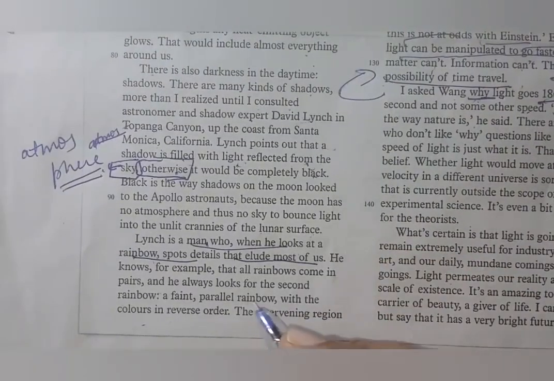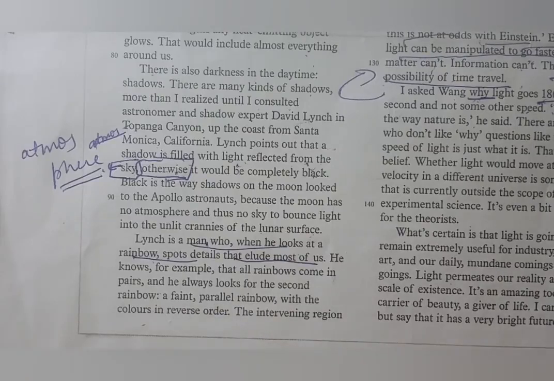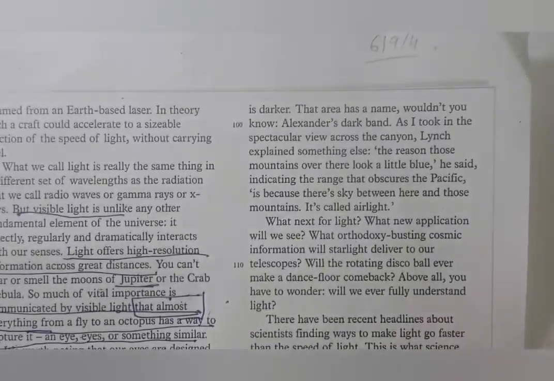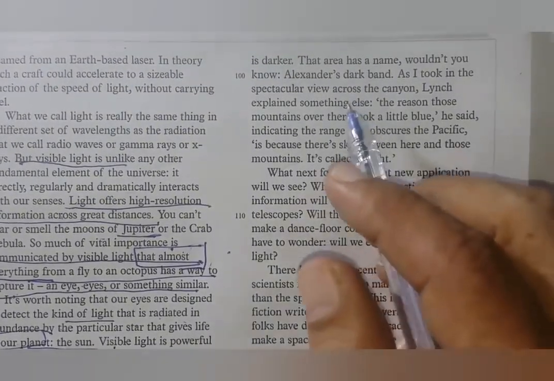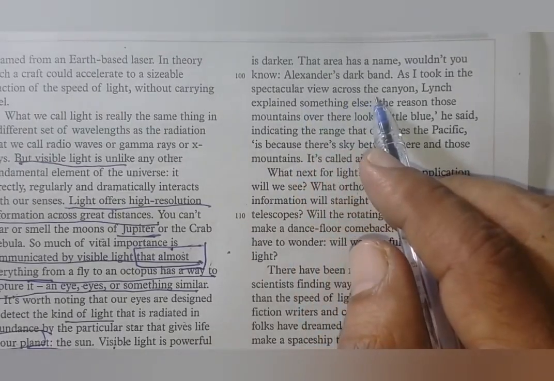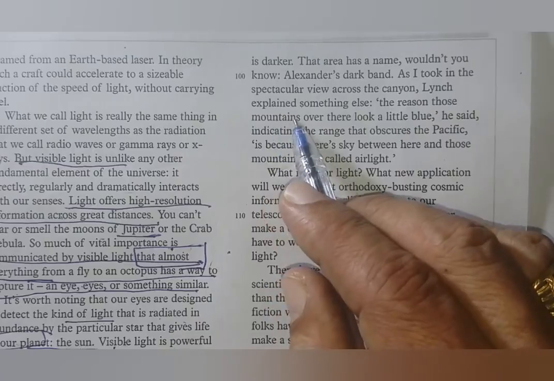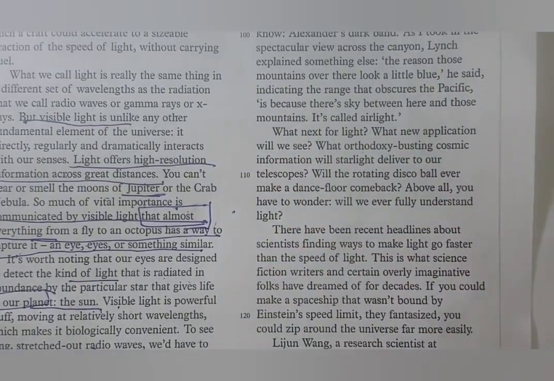Up to here I did, so let me go here. Example: all rainbows come in pairs. You always look for a second rainbow, faint, parallel with the colors. The intervening region is darker. The area has a name. Wouldn't you know? Dark moon. A spectacular view across this canyon. The reason that mountains over there look blue. Now let's go to the line. Fold the page. Visibility.